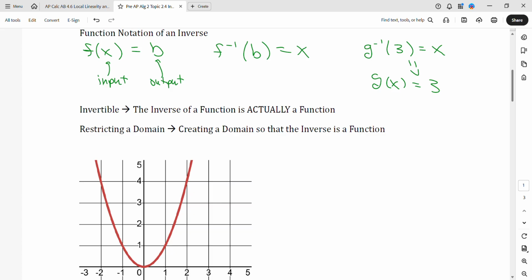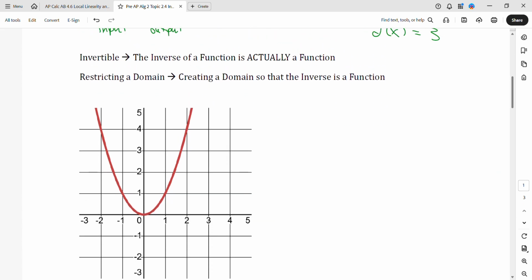Okay? So let's take x squared as an example. This is x squared. I'll say this is f(x). All right. So what I'm going to do is find the inverse of this graph. As you saw in the video, and as we spoke about at the beginning today, the inverse is when you flip the x's and the y's.